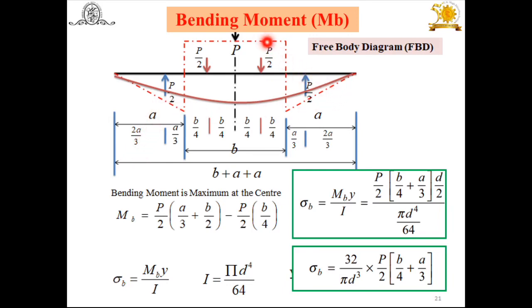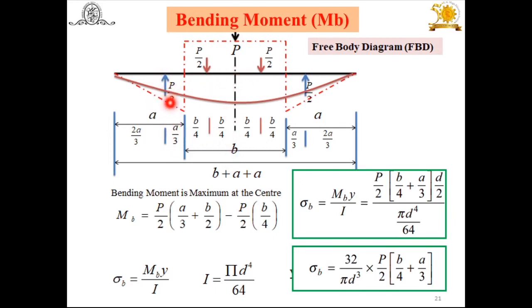We have to find the bending moment, to find the bending stresses induced in it. We know the simple equation: sigma b is equal to Mb y by I. So how do we find Mb, the bending moment? The bending moment is maximum at the center, and therefore we have to find the bending moment there.